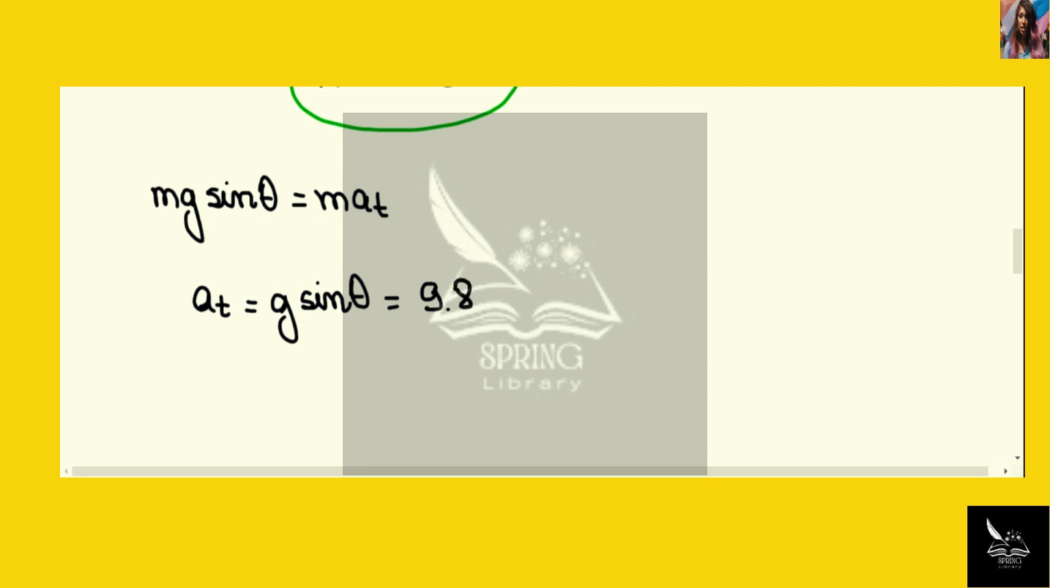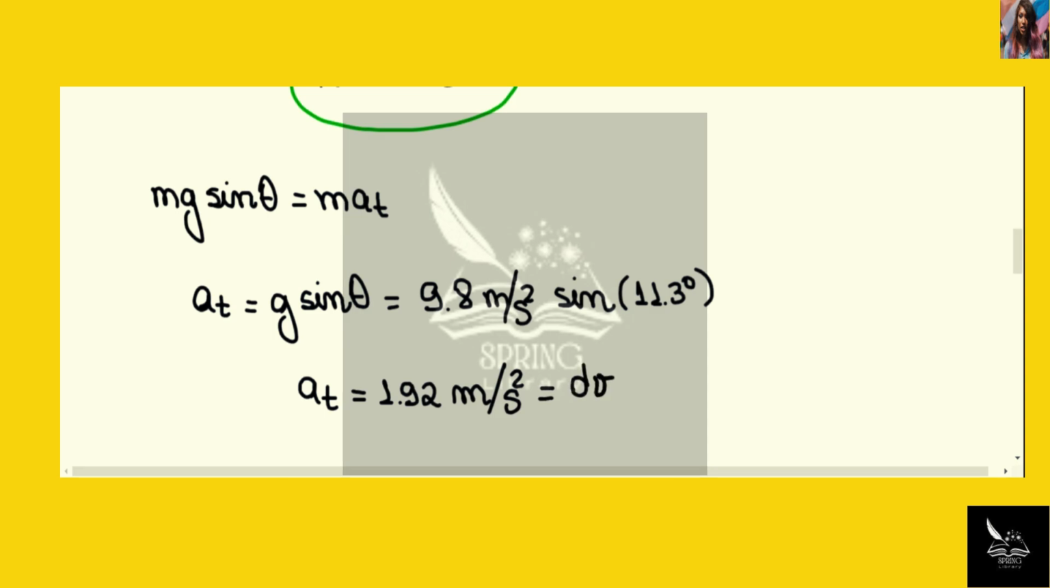So this is 9.8 meters per second squared times the sine of 11.3 degrees. So the tangential acceleration is equal to 1.982 meters per second squared. And this is equal to dv/dt. Okay, so this concludes our exercise.